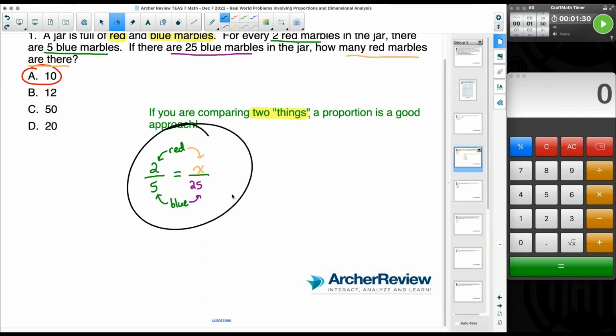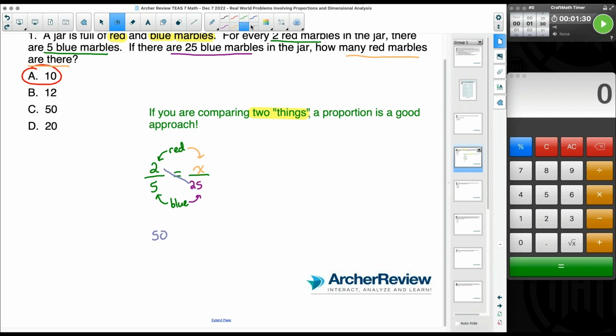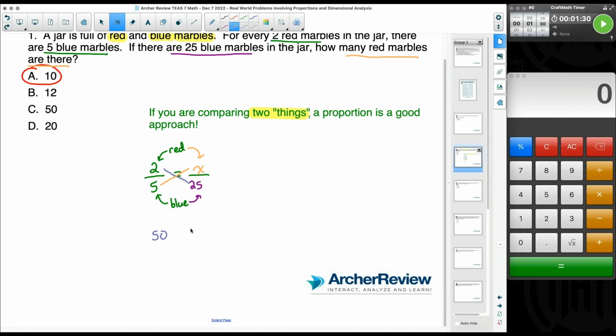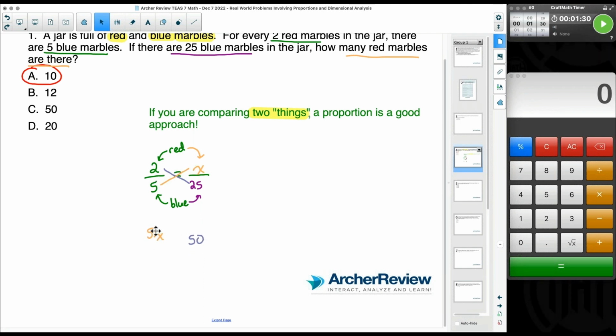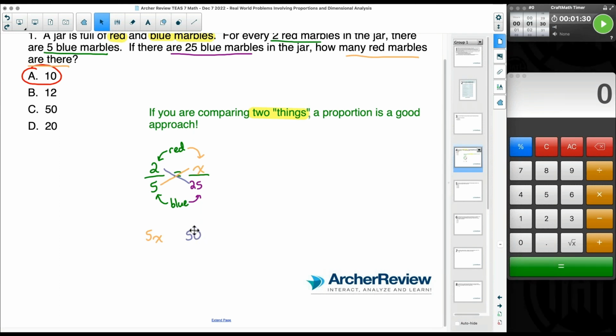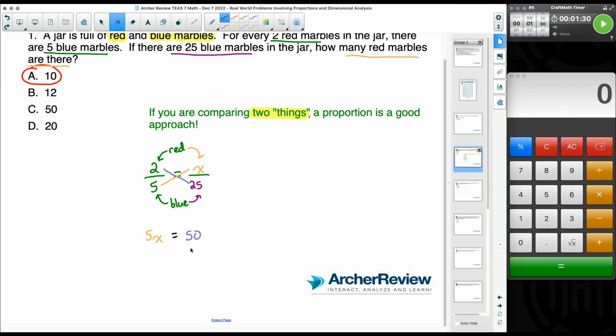But once you have your proportion set up, you want to cross multiply. So cross multiplying 2 times 25, we get 50. Cross multiply the other way, so we take this 5 times this x, and we get 5x. Now, does it matter which one we did first? Could we have done 5 times x and written that down, and then 2 times 25 is 50? Yes. It does not matter which cross multiplying thing you do first. These two things that we have here, we set them equal, and then from here you want to solve an equation.